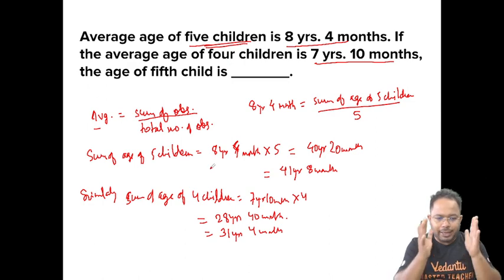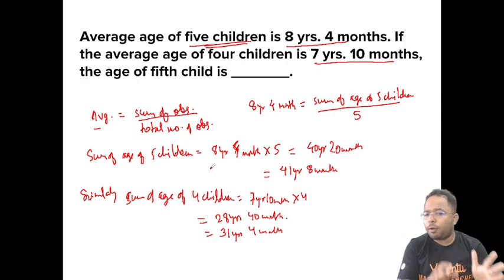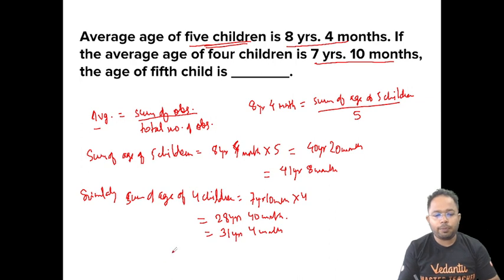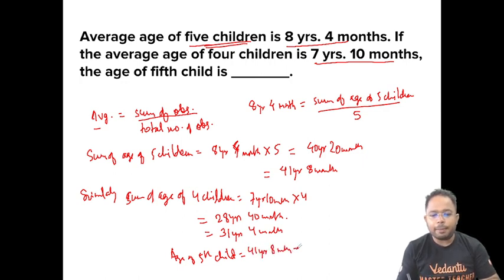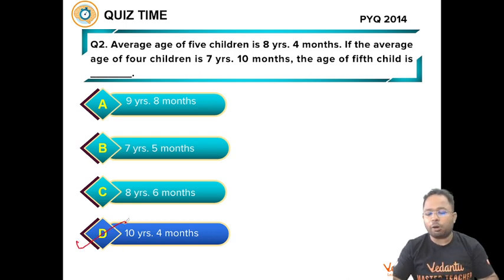Now if we subtract the sum of ages of 4 children from the sum of ages of 5 children, we will get the age of the 5th child. We'll get the value of the 5th observation. So the age of the 5th child would be 41 years 8 months minus 31 years 4 months. So what do we get? 41 minus 31 is 10 years, 8 months minus 4 months is 4. So this is our correct answer, and this was in our option D.